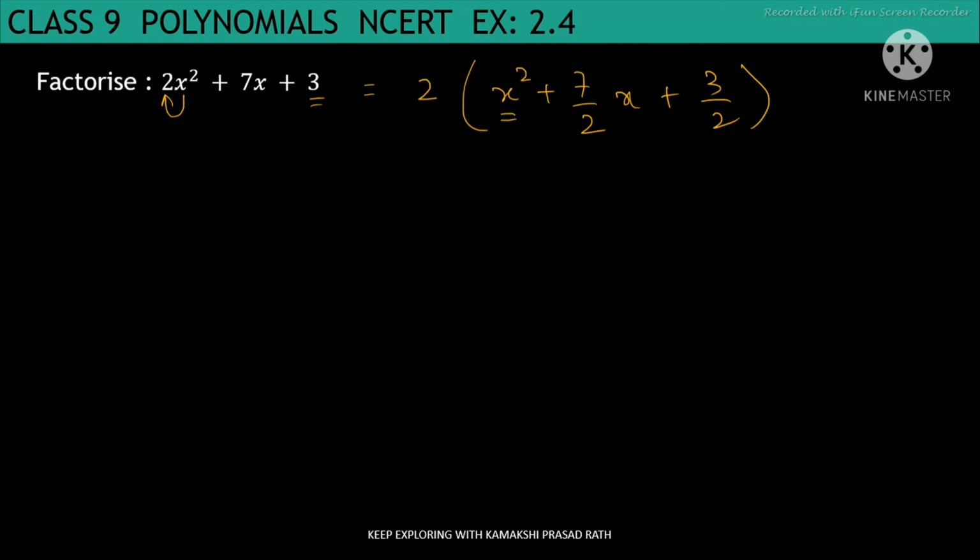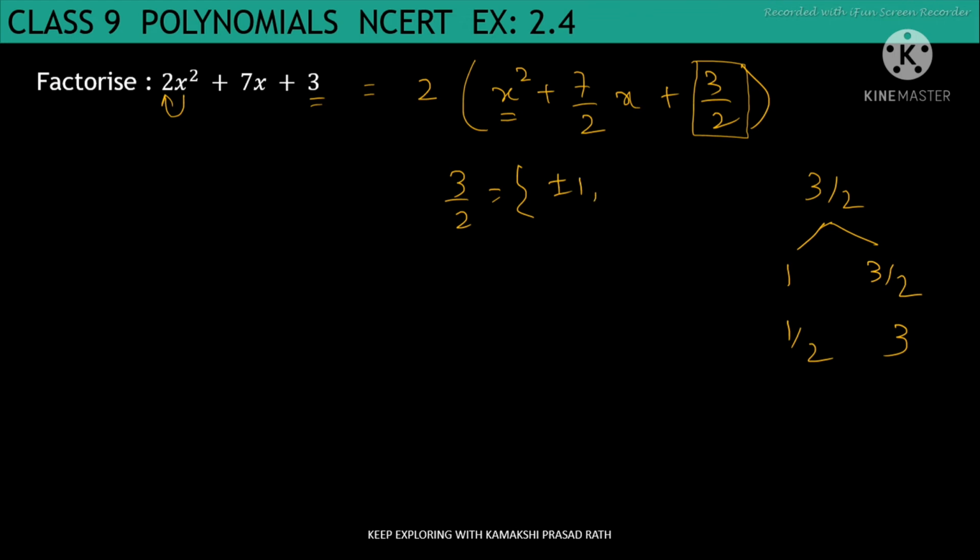So we have x squared and one constant now. Next, you have to identify the constant. Here the constant is 3 by 2. So what are the possible values we have to consider for 3 by 2? How do we get 3 by 2? Either 1 into 3 by 2 is 3 by 2, or else 1 by 2 multiplied by 3 is also 3 by 2. So the possible values may be plus or minus 1, plus or minus 3, plus or minus 1 by 2, or plus or minus 3 by 2. It can be any of these values.